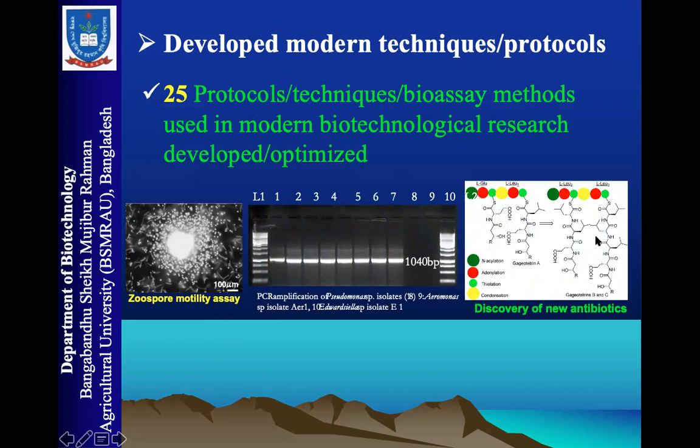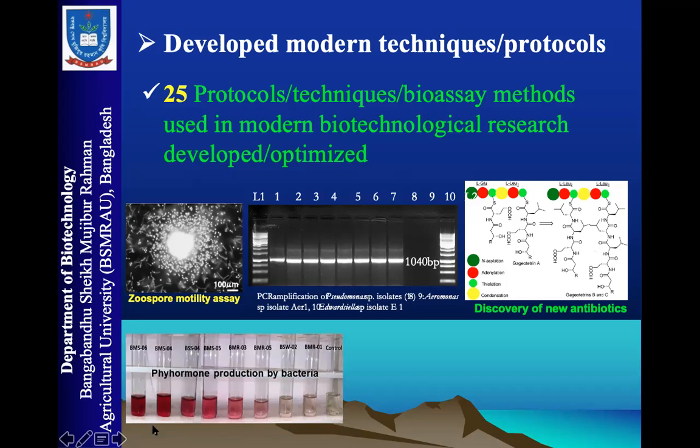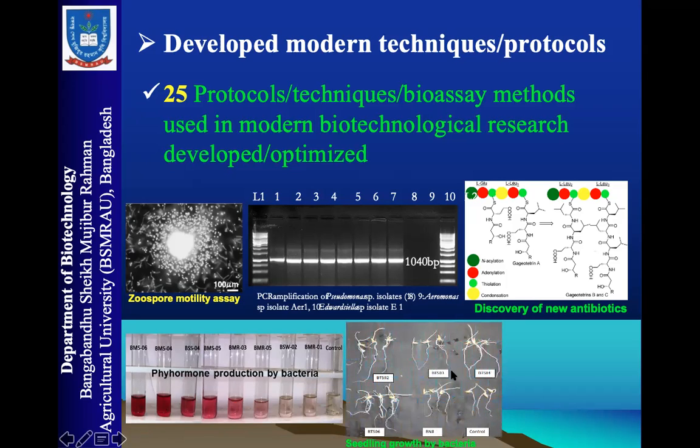We also have protocols for discovering new ecochemicals, like new antibiotics, from microorganisms like bacteria or fungi. As I mentioned, some of the probiotic microorganisms produce phytohormones, so we have a test assay to quantify how much phytohormone is produced by that bacteria. And this is a simple assay we developed when you discover a probiotic microorganism from the seed of rice, our staple food, or any other crop.